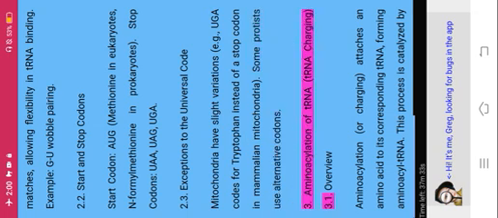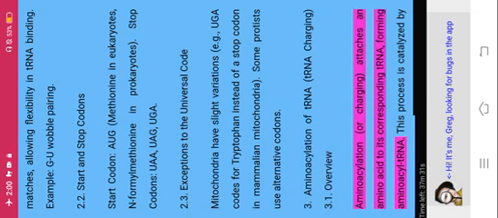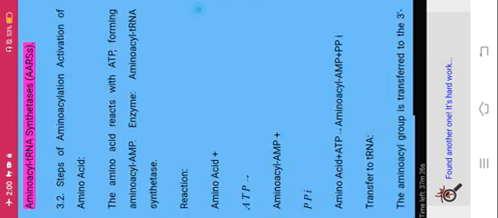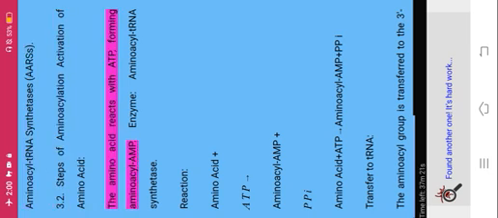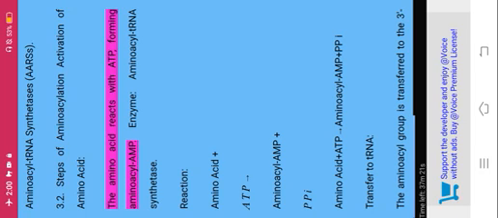3. Aminoacylation of tRNA, tRNA charging. 3.1. Overview. Aminoacylation, or charging, attaches an amino acid to its corresponding tRNA, forming aminoacyl tRNA. This process is catalyzed by aminoacyl tRNA synthetases, AARSs. 3.2. Steps of aminoacylation: activation of amino acid. The amino acid reacts with ATP, forming aminoacyl AMP.